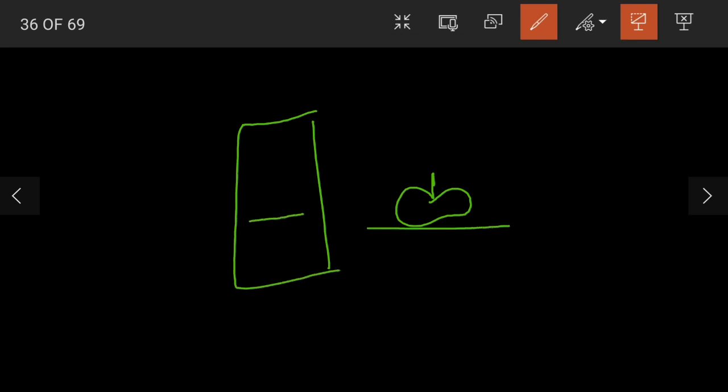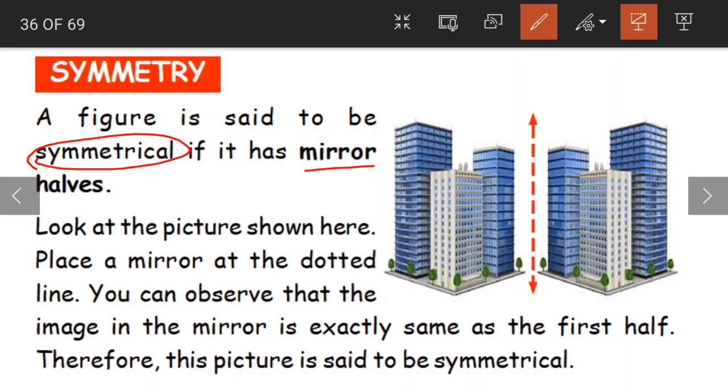When we look in the mirror, even in the mirror we'll see an apple. Yes, we will not see an orange or a mango or something else. We'll see the exact picture in the mirror. We'll see the exact thing in the mirror. So what does mirror half here mean?